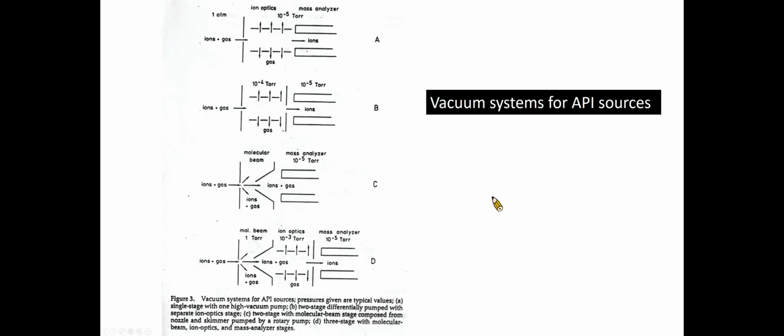The API source is usually coupled with a vacuum system. Despite the different configurations, the rule of thumb is that the ionization is operated under ambient pressure, and the mass analyzer has a vacuum system to direct the ions passing through. The low pressure in the mass analyzers can avoid unnecessary collisions among ions.